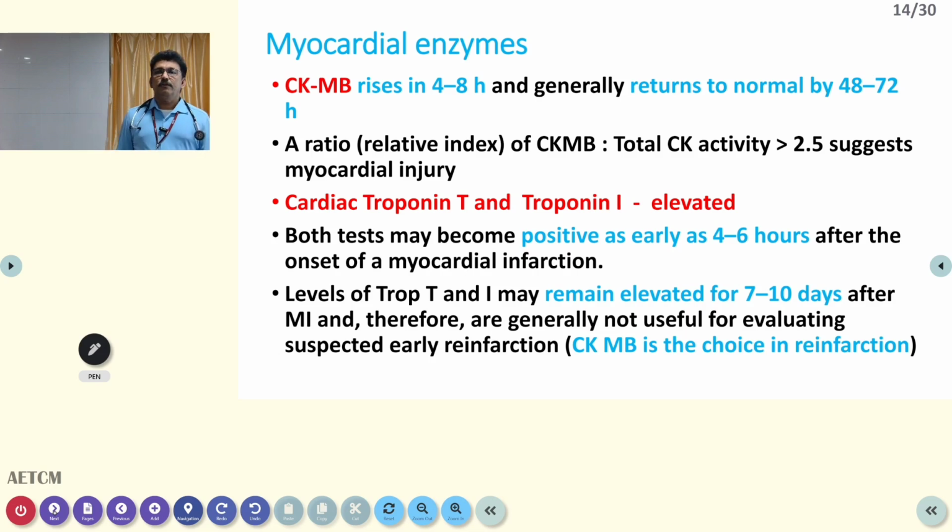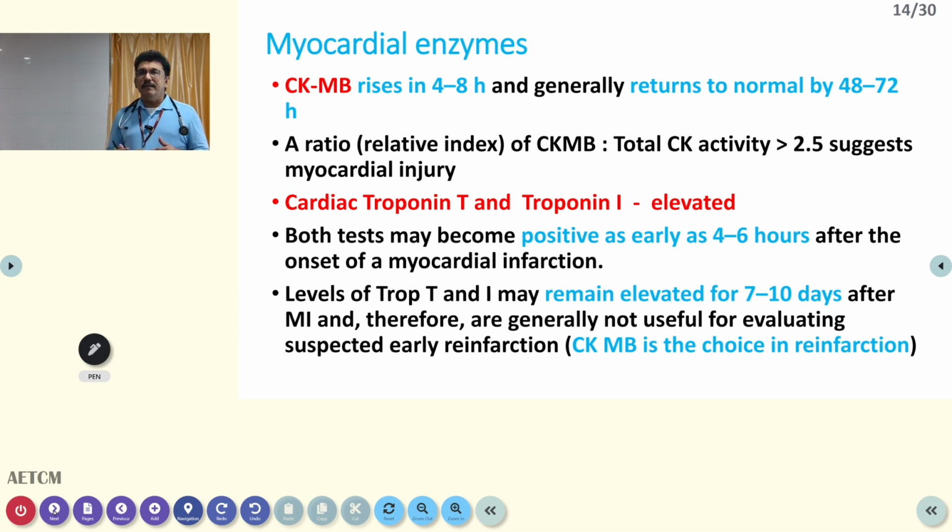It raises in 4 to 8 hours, returns back in 48 hours, whereas troponin I, troponin T, they are faster than CKMB. 4 to 6 hours it elevates. A slight difference is there, but it comes back to normal only after 7 to 10 days. So CKMB is acutely elevated and acutely coming down. Troponin I elevates in hyperacute phase itself, but it returns to normal limit after 7 to 10 days.